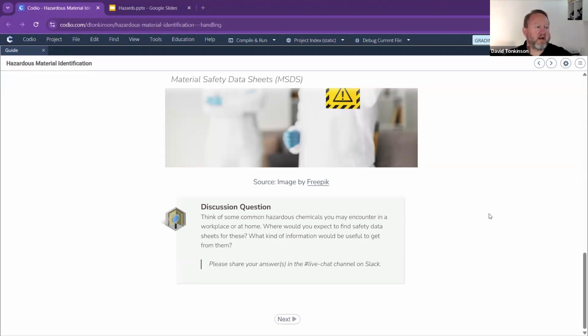Patrick has seen battery warning labels on electric forklifts. Got to check the safety sheet every time you start it up. Oh, I like that. That's really good. That's in the warehouse in Amazon, I take it.